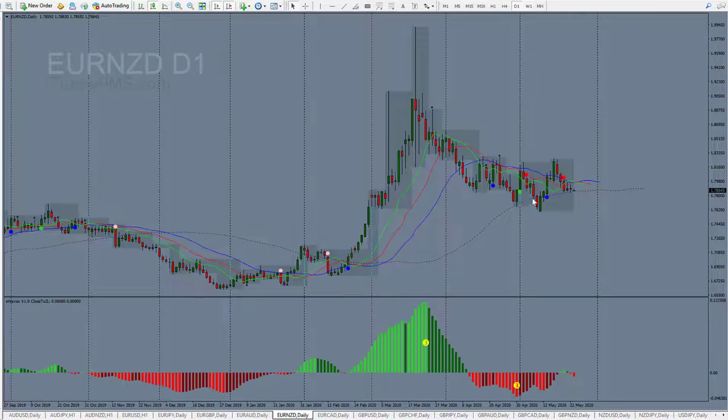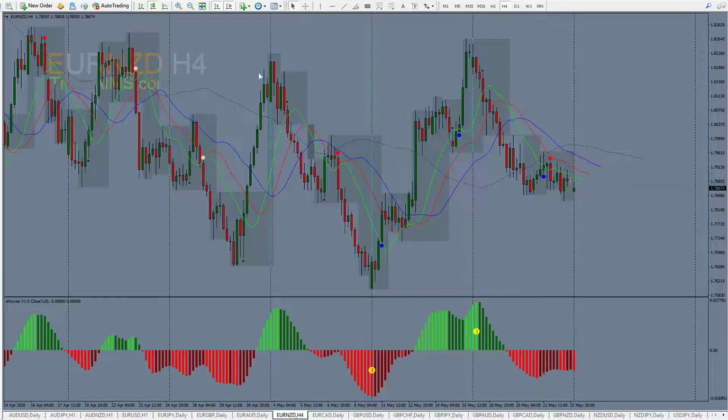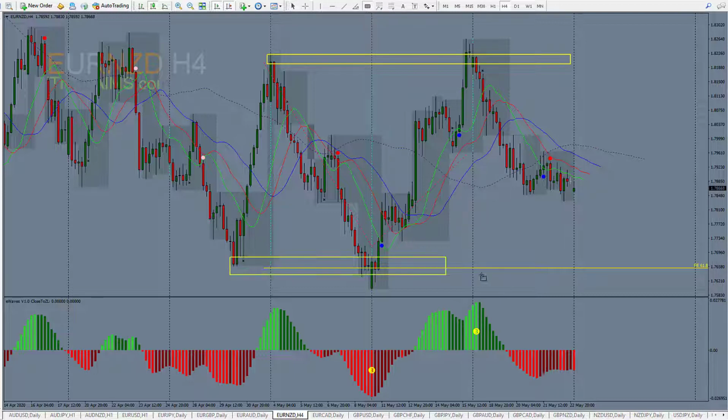Euro against the New Zealand dollar is going sideways. It's in a box formation. I do not see anything interesting on the hourly chart, but we do see this formation here. Go to the 4-hour chart and we can see it is a completely sideways market.